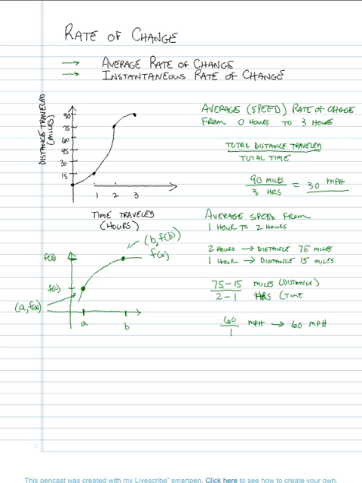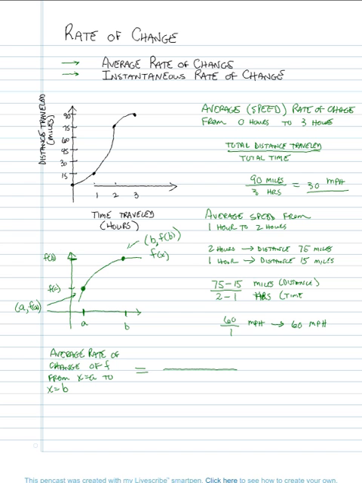Now, if we compare what we did up there, here's the definition. This is the way average rate of change is actually calculated in general. The average rate of change of f from x equal a to x equal b is calculated this way.